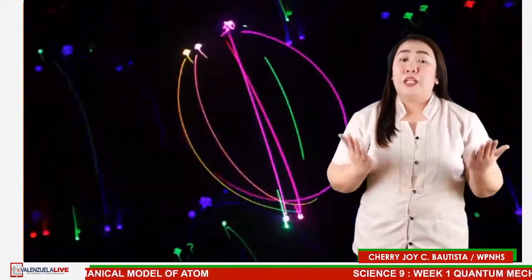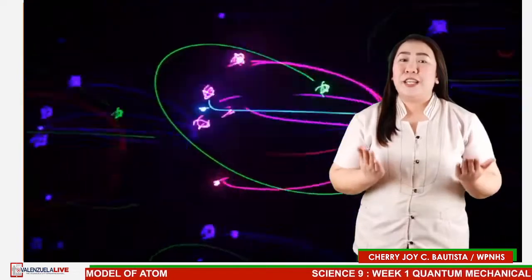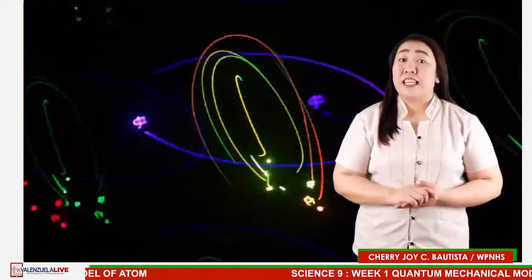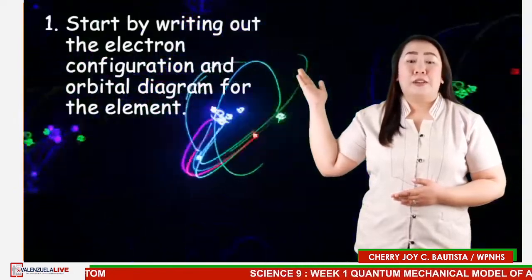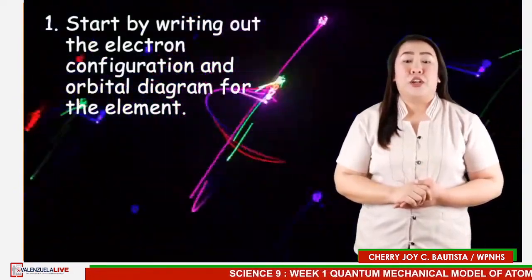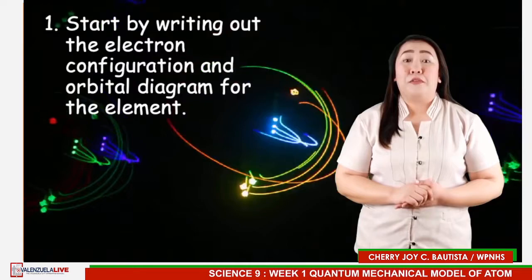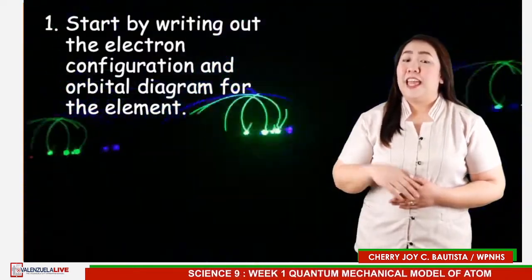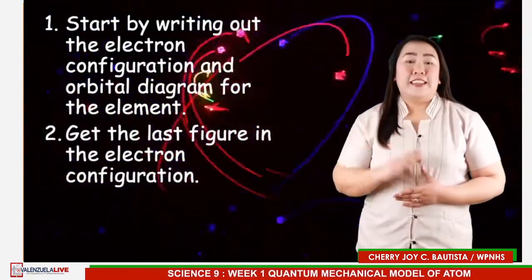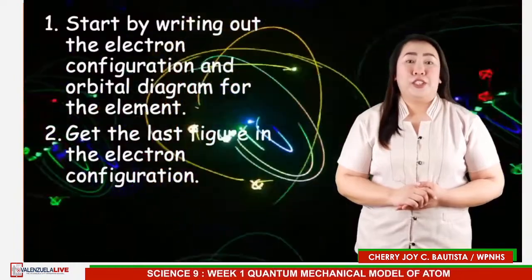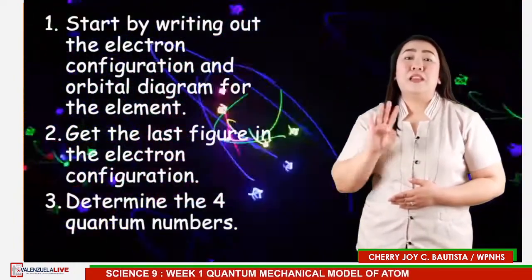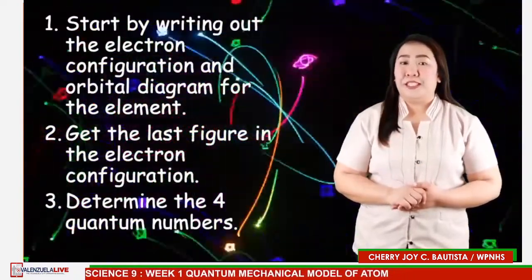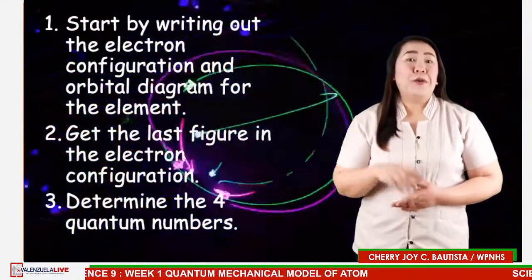Now, in order to find these 4 quantum numbers, you need to keep in mind the following steps. First, start by writing out the electron configuration and orbital diagram for the element. Second, get the last figure in the electron configuration. And lastly, determine the 4 quantum numbers. Let's start with the first step.